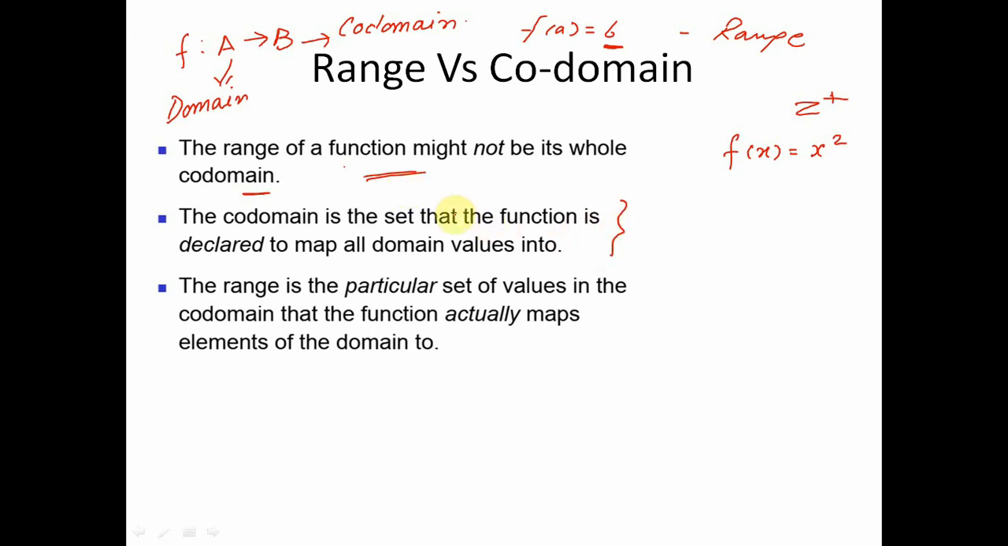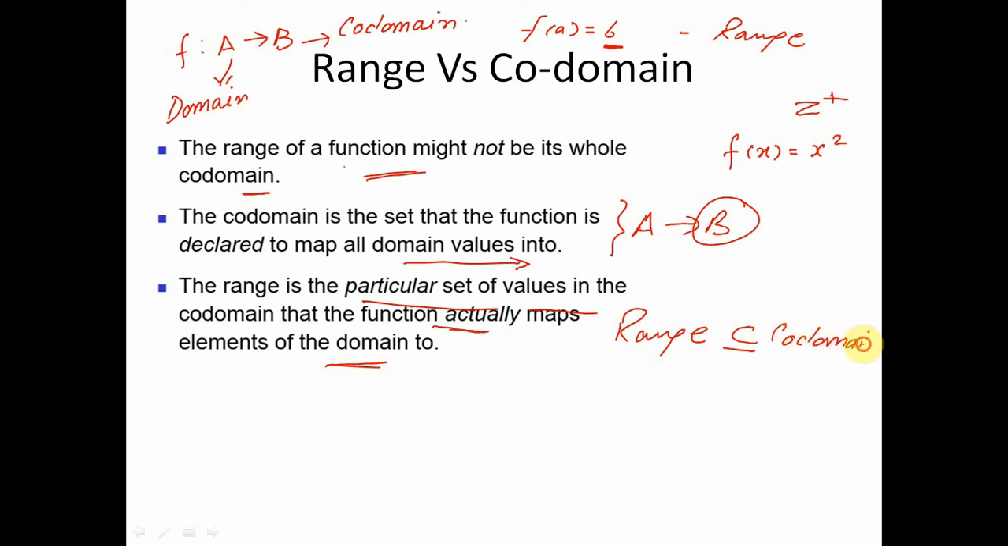The codomain is the set that the function is declared to map all the domain values into, right? So that means if the mapping is from A to B, B is the codomain. Whereas the range is the particular set of values in the codomain that the function actually maps through. So the range is actually a subset of the codomain. So codomain is the set B and range is some specific elements from the set B which will actually be used as images of the elements from the set, right?